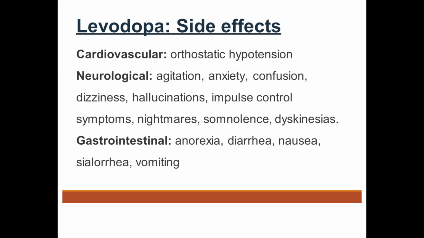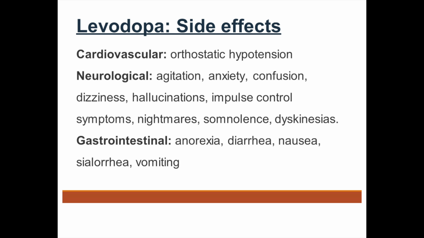Neurological side effects including agitation, anxiety, confusion, dizziness, hallucination, impulse control disorders, nightmares, somnolence, and dyskinesias. So if you see, a lot of these were already symptoms of Parkinson's. So if we give patients levodopa, at some point they may even worsen from those symptoms. So we have to always be very vigilant about the potential side effects. Do they go away after a period of time? Depends on the symptom. So usually if you decrease the amount of medication, they can possibly go away.